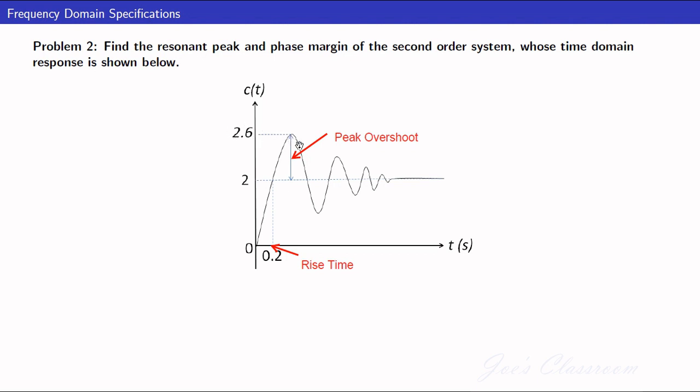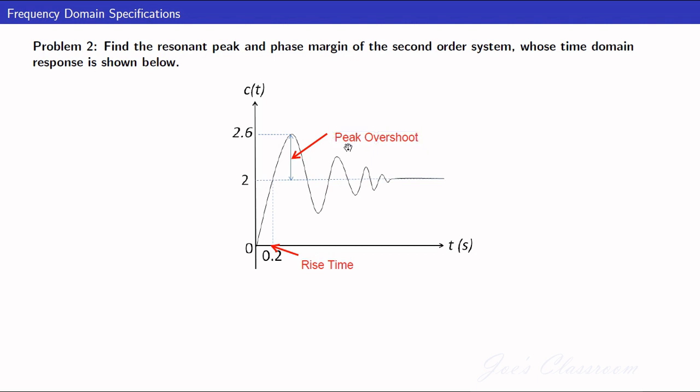Peak overshoot is this distance over and above the steady state value. So the maximum value that has been attained by the response is what we call the peak overshoot. And apart from this peak overshoot, another time domain specification is also given, that is the rise time. How do we define the rise time? Time taken by the response to rise from 0 to the steady state value for the first time. The steady state value is 2. It reaches the steady state value of 2 at this 0.2 seconds, and therefore the rise time is 2.